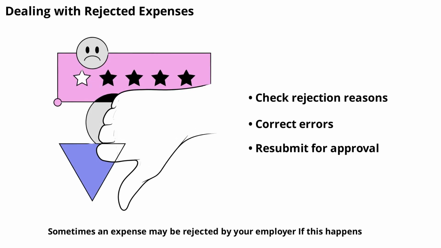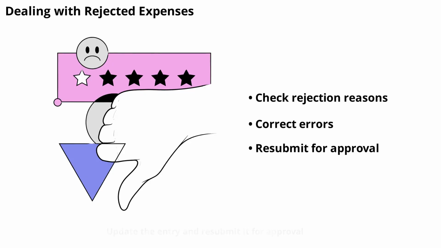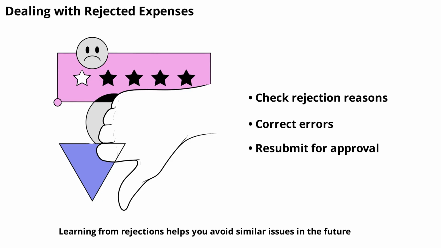Sometimes, an expense may be rejected by your employer. If this happens, review the reason for rejection and correct any errors. Common issues include missing receipts, incorrect categories, or exceeding policy limits. Update the entry and resubmit it for approval. Learning from rejections helps you avoid similar issues in the future.